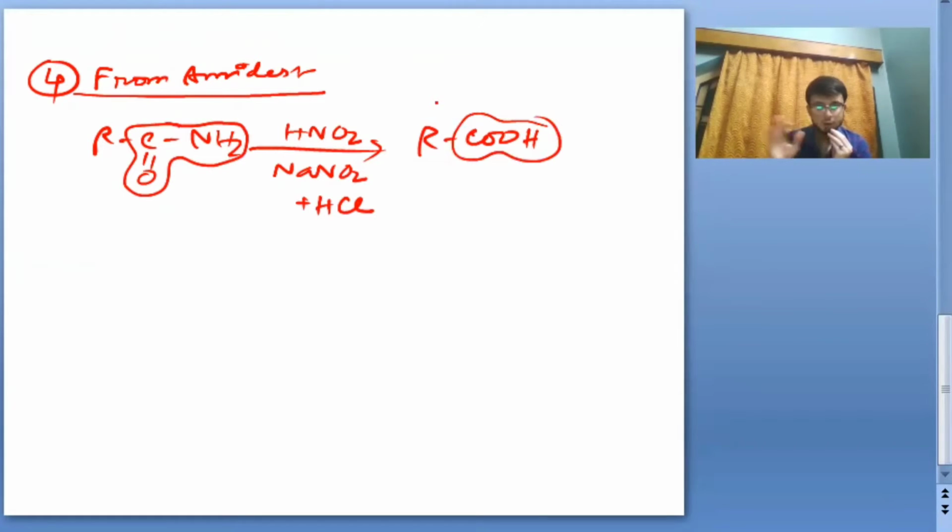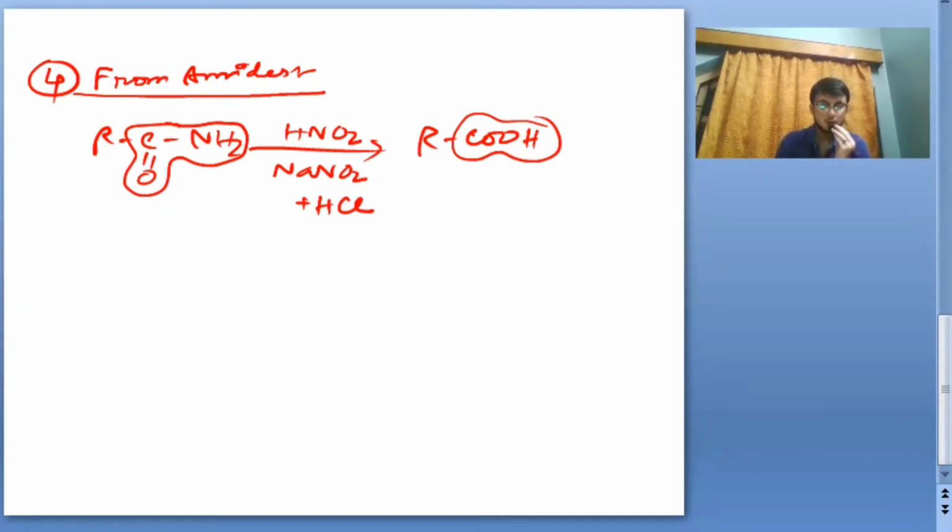So you don't have to look at anything. If the C double bond O NH2 group is present and HNO2, that is NaNO2 plus HCl, is given, just convert that CONH2 group into COOH. Okay. So you don't have to do any other things.